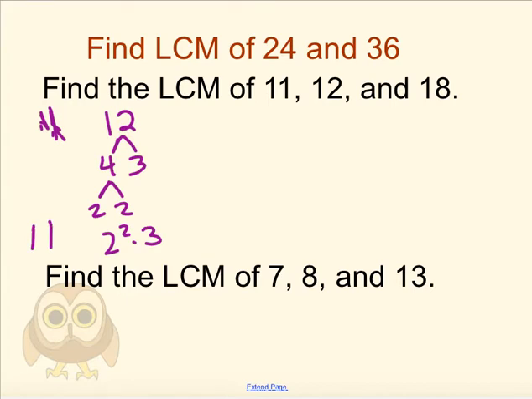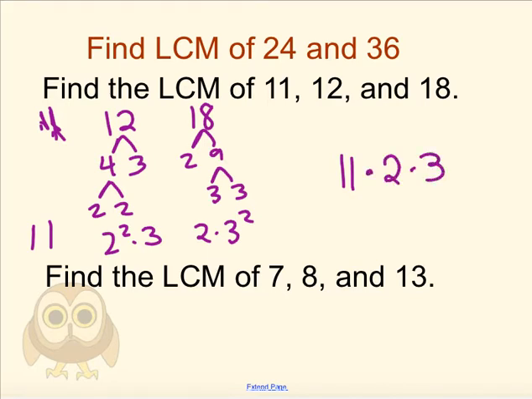We have 11, 2 squared times 3, and then 18 will break into 2 and 9, 3 and 3. So I have 2 times 3 squared, which means in my end least common multiple, I'm going to need to use an 11, because that's a factor that comes up, a 2, and a 3. I have to have all of the factors represented.